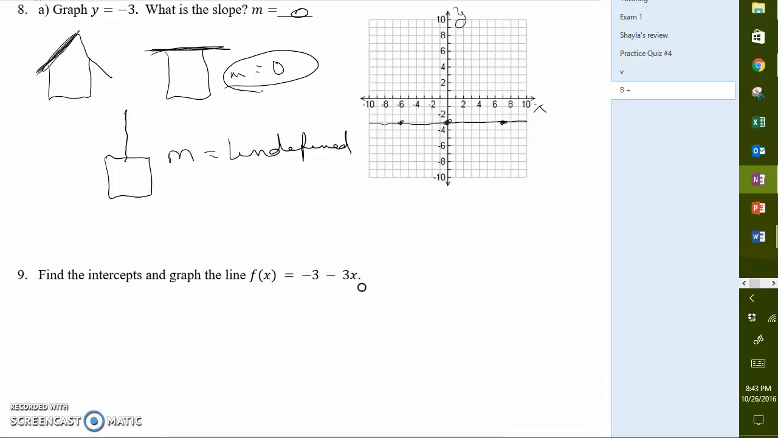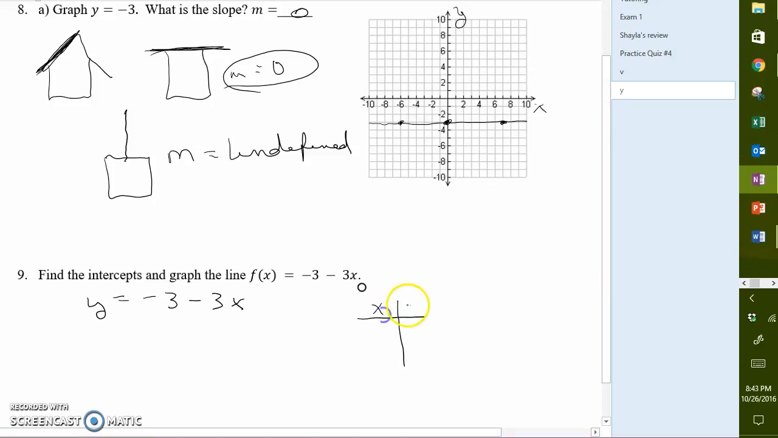Number 9 says, you have a function f of x equals -3 minus 3x. Now remember, when you're dealing with functions, you can rewrite it as y equals -3 minus 3x. And I'm not going to bother to put that in y equals mx plus b format, because what you are looking for are the x and y intercepts. The y-intercept occurs when x is 0, and the x-intercept occurs when y is 0.